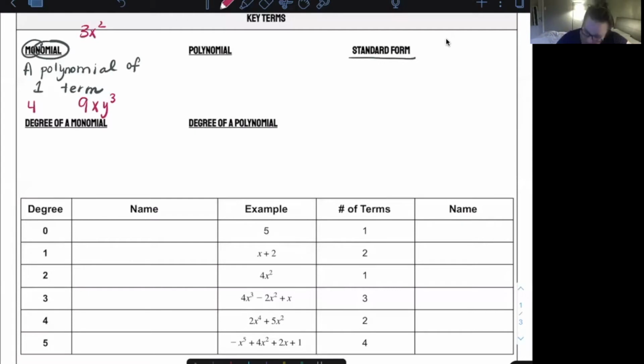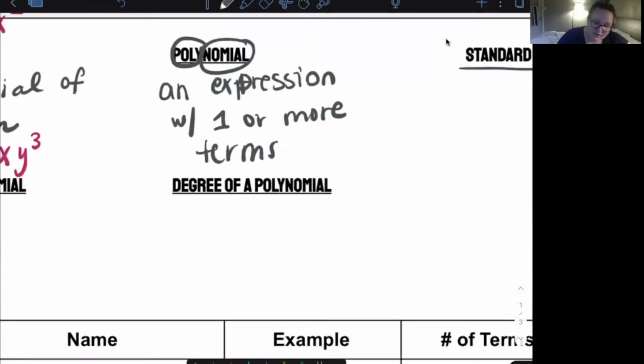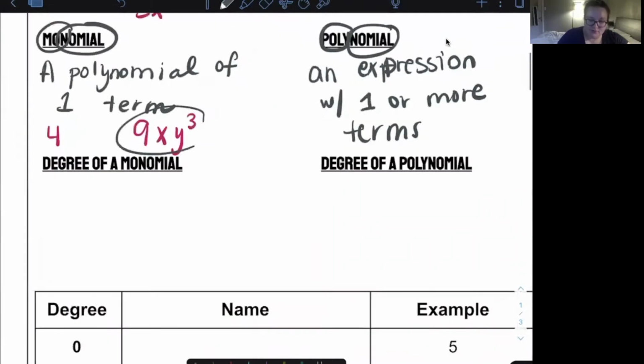Then a polynomial, if you recall, poly means many, nomial means terms. Polynomial just means an expression with one or more terms. So that means that a monomial, our single term, is still a polynomial. It's still part of the polynomial family. It falls under that umbrella because a polynomial just has to have one or more terms.